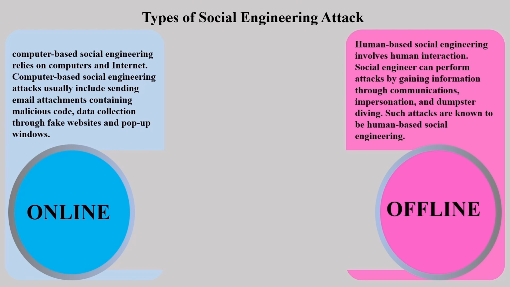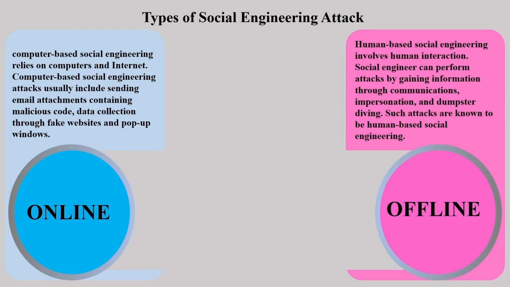Next one is offline or human-based social engineering. Human-based social engineering involves human interaction. Social engineer can perform attacks by gaining information through communication, impersonation, and dumpster diving. Such attacks are known to be human-based social engineering.